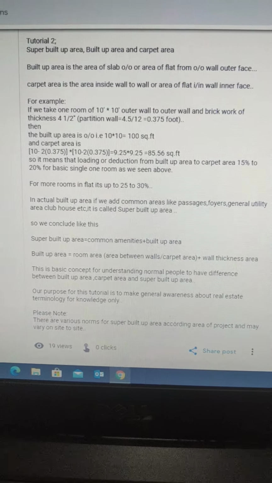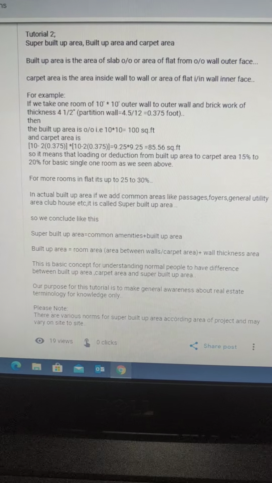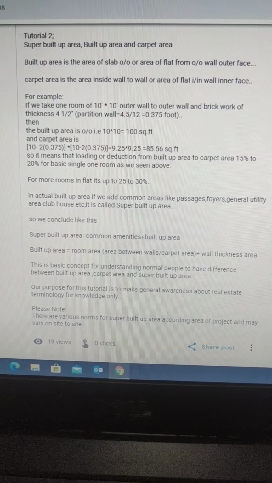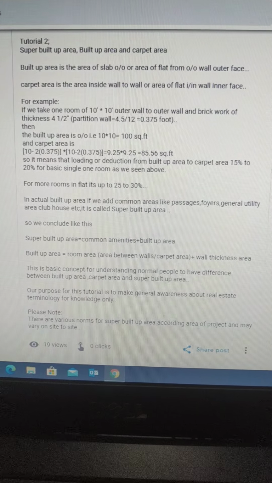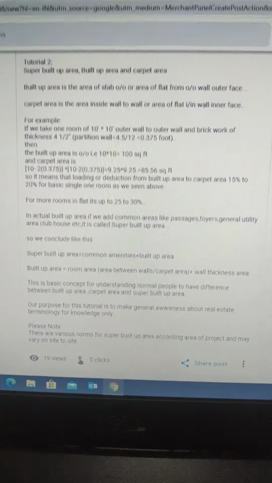Our purpose for this tutorial is to create general awareness about real estate terminology, for knowledge only. Please note, there are various norms of super built up area according to the area of the project, and they may vary from site to site.